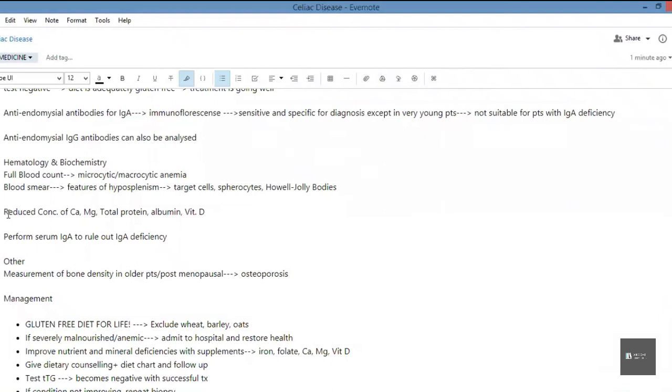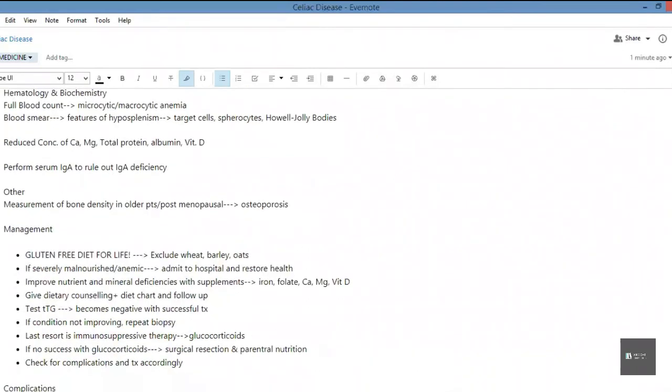Because of the undernutrition, we may have reduced concentrations of essential minerals and contents of the blood, such as calcium, magnesium; the total protein may be reduced, albumin, vitamin D. Then we perform serum IgA to rule out IgA deficiency. The other investigations that we can do are the measurement of bone density, and we do this in older patients or postmenopausal women as they have a higher chance of osteoporosis.